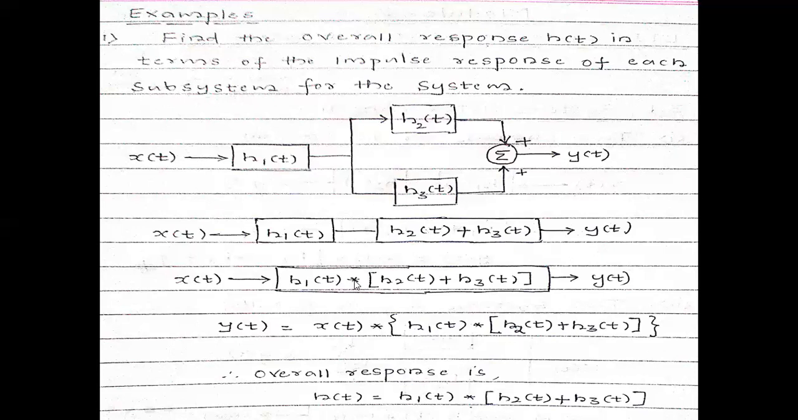H1 of t convoluted with H2 of t plus H3 of t with input x of t, output y of t. Now again you can express the output y of t in terms of the input x of t and overall impulse response h of t, that is nothing but h1 of t convoluted with h2 of t plus h3 of t. So the overall response h of t is equal to h1 of t convoluted with h2 of t plus h3 of t.